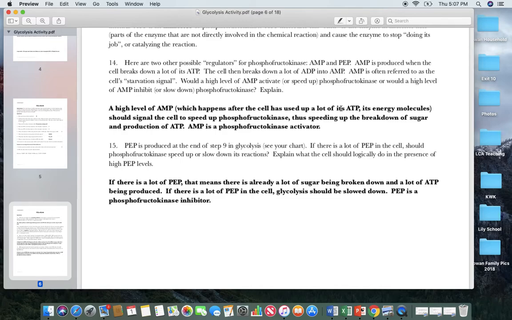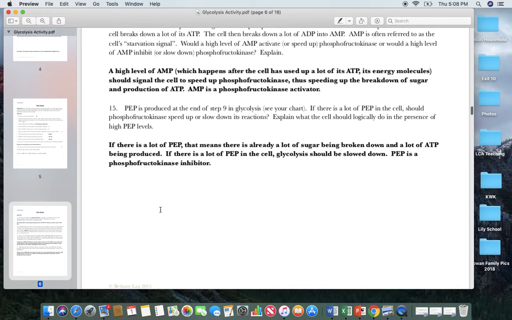Would a high level of AMP activate phosphofructokinase, or would a high level of AMP inhibit phosphofructokinase? Well, a high level of AMP, which happens after the cell has used up a lot of its ATP, should signal the cell to speed up phosphofructokinase, thus speeding up the breakdown of sugar and the production of ATP. And so AMP is a phosphofructokinase activator.